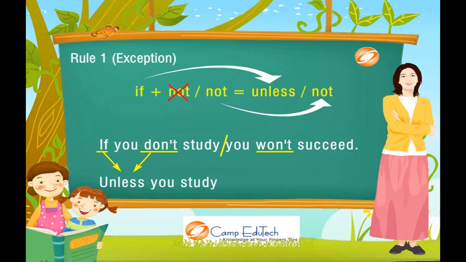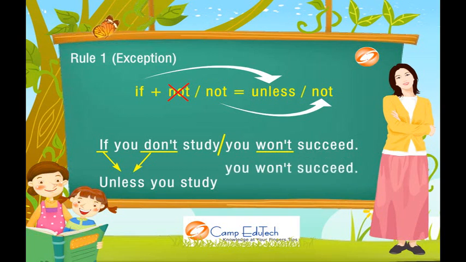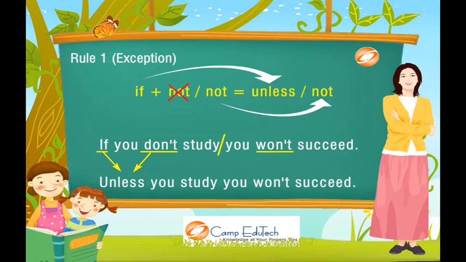When we go to the result side, there is a negative word won't. One should not bother about it and write the won't as it is. So the entire sentence will now read as unless you study, you won't succeed.